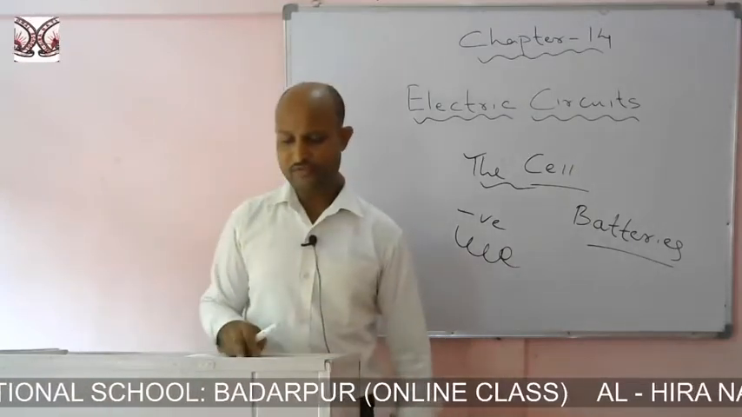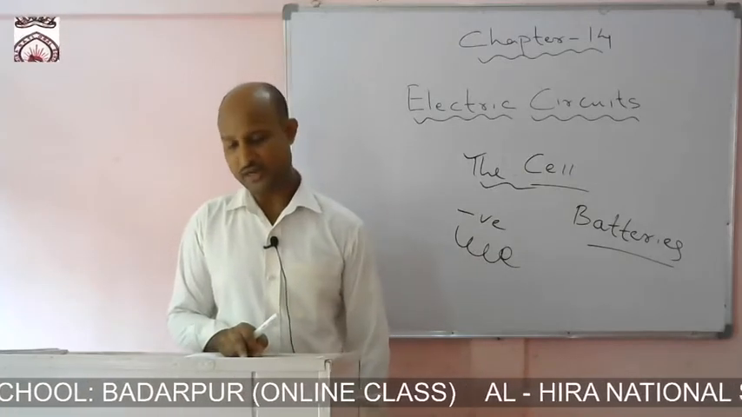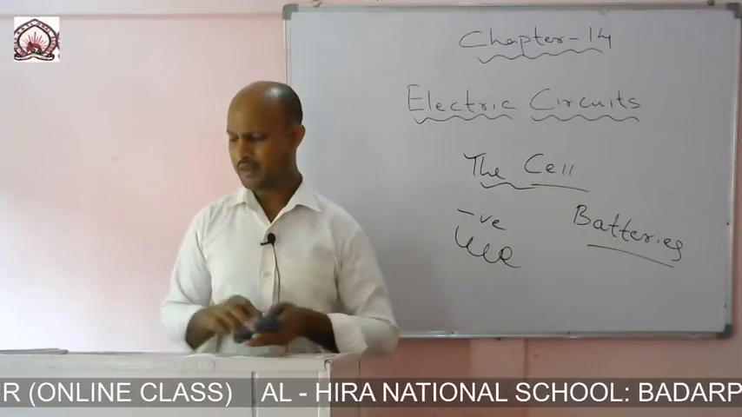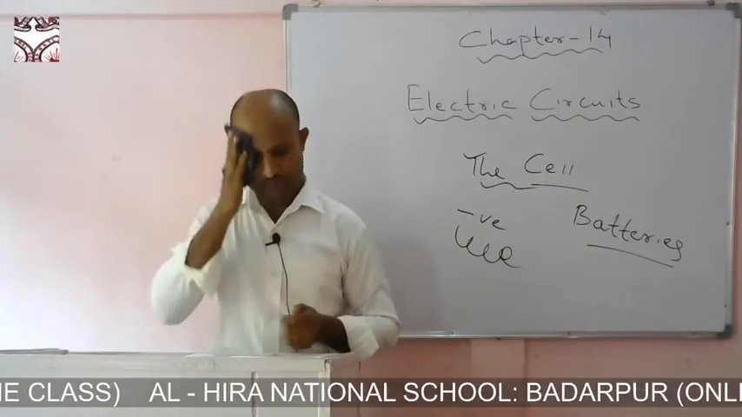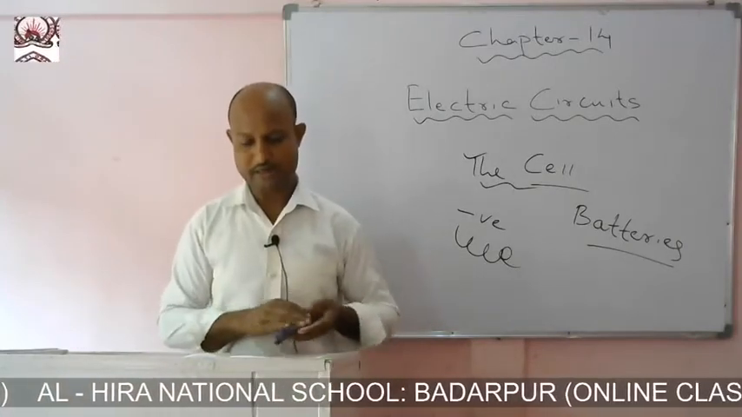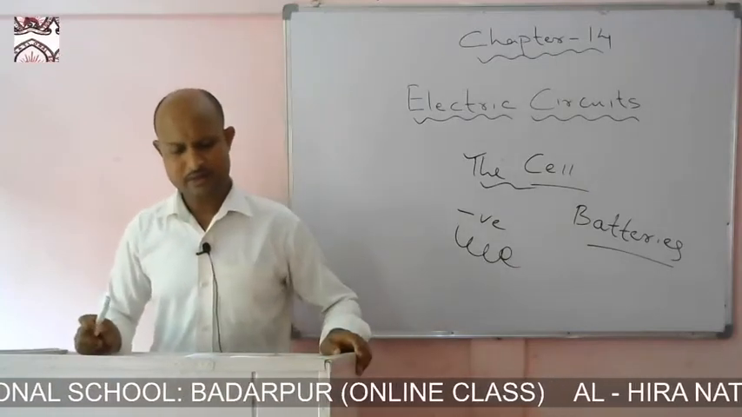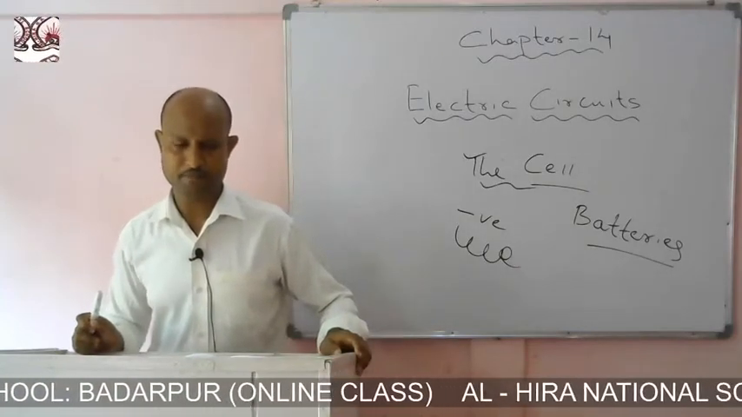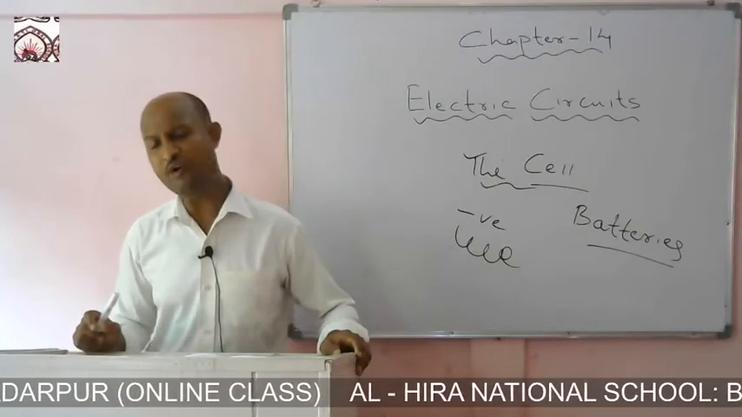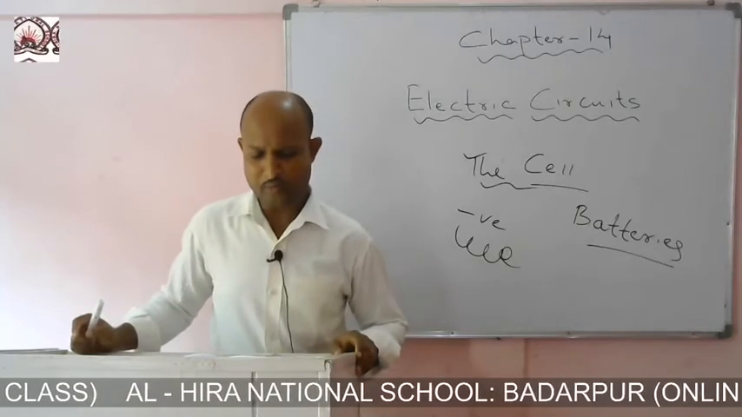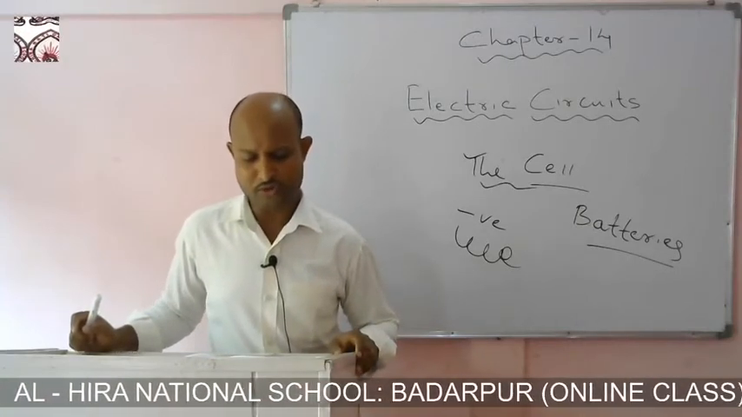Next, we have the electric circuit. Students, you have already learned about the circuit. The part which allows the flow of electric current to take place is called an electric circuit. So current simply means the flow of electricity. In short, we can say the flow of electricity is current. And electrical current can flow only when there is a closed path for it to travel along.